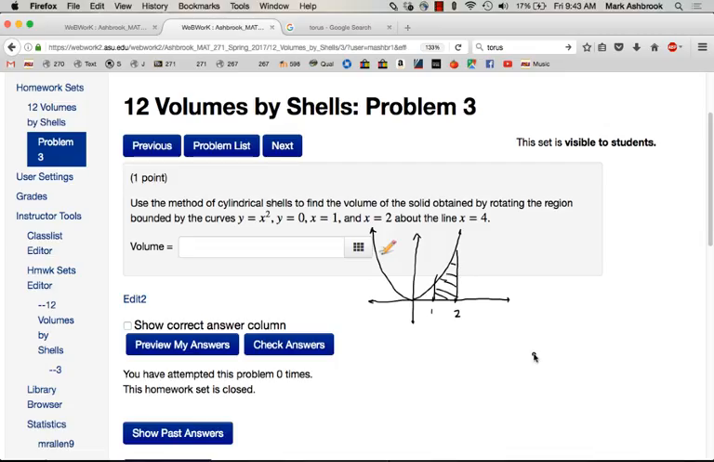And then we're going to rotate that about x equals 4. So let's talk about the two different ways we could do this, right? We could pick a vertical strip or a horizontal strip. And both would be valid. Both would get us the answer. Well, first of all, let's get the solid.